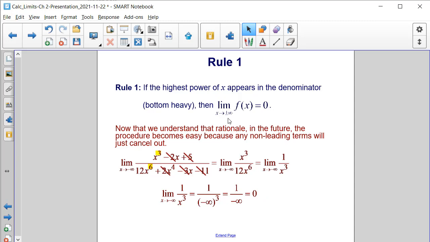So this proves why Rule 1: if the highest power of x appears in the denominator or is bottom-heavy, then the limit of f of x as x approaches positive or negative infinity is equal to 0.